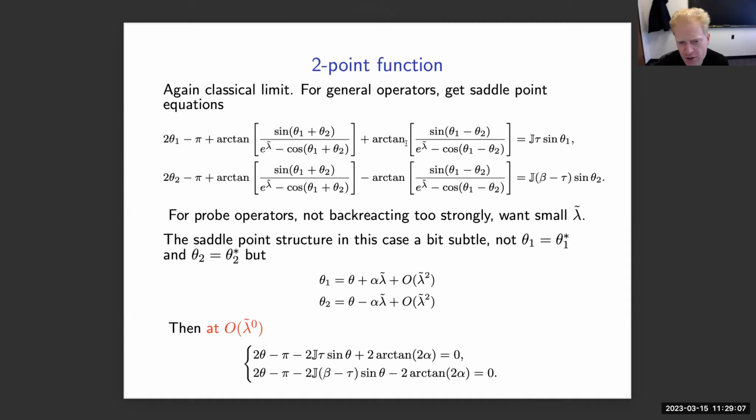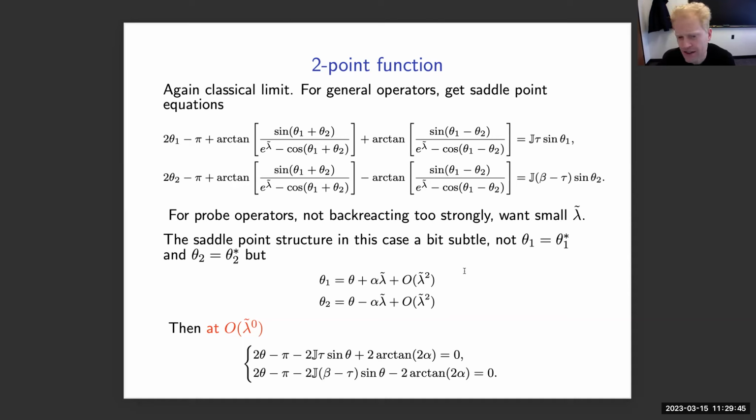Now, at least as far as I know, I don't know how to solve this equation exactly, but the point is that these equations are valid for generic operators, for any operator size. Now, if we don't want to back react too strongly on the geometry, if we want to concentrate mostly on the geometry, we can consider light operators or probe operators. And then we need to take small lambda tilde. So now we are going to restrict to small lambda tilde, and here this is going to simplify. Again, lambda tilde is the size of the operator.